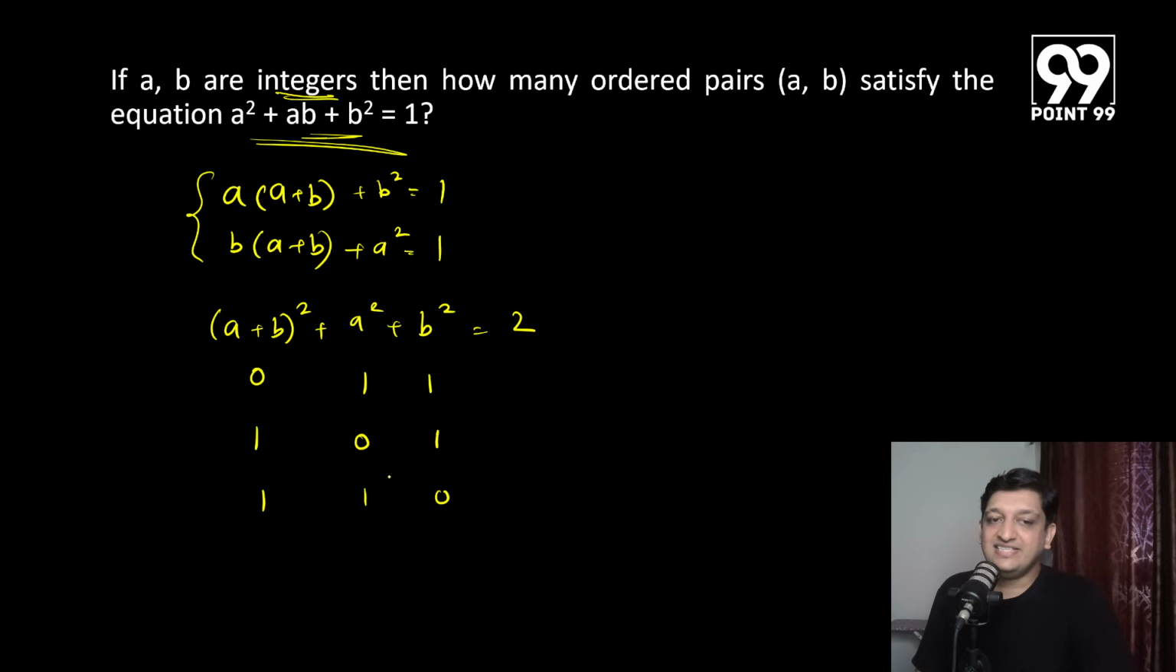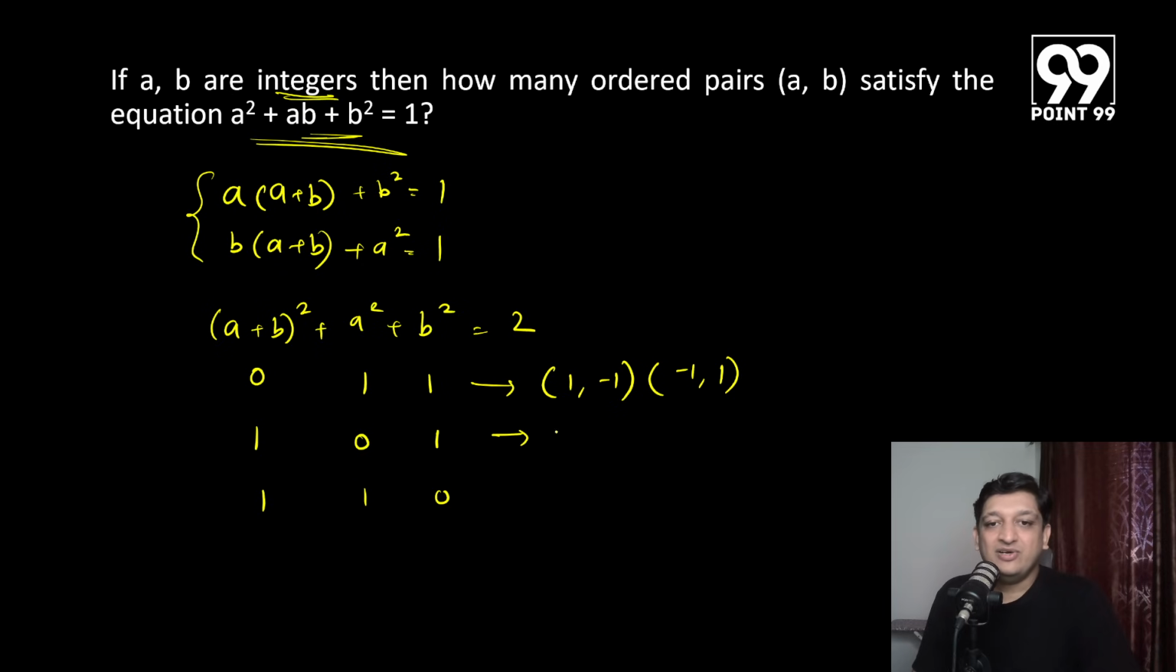So these 3 cases exist. Now a plus b equals 0, a square equals 1, b square equals 1 will basically have 2 solutions. What are these 2 solutions? Either a is 1, b is minus 1, or a is minus 1 and b is 1. This one will have how many solutions? You will have guessed by now.